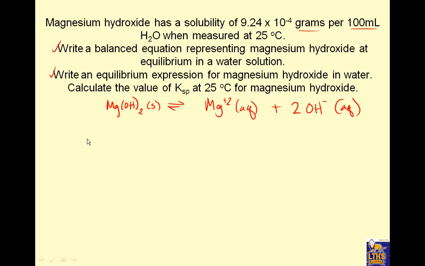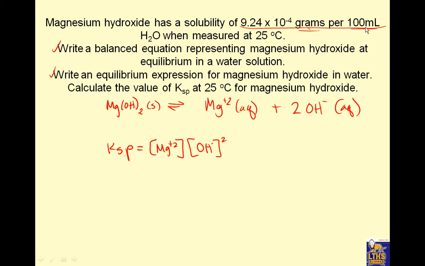Write an equilibrium expression. So I'll put it down here because I'm going to write under it. The KSP is going to equal the concentration of magnesium ions, because they're aqueous, times the concentration of hydroxide ions, also aqueous, squared because the coefficient's 2. Now we need to figure out the KSP. We don't know this time, but we do know this. This is in grams per milliliter.